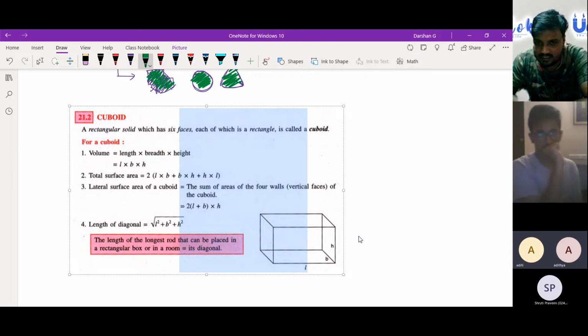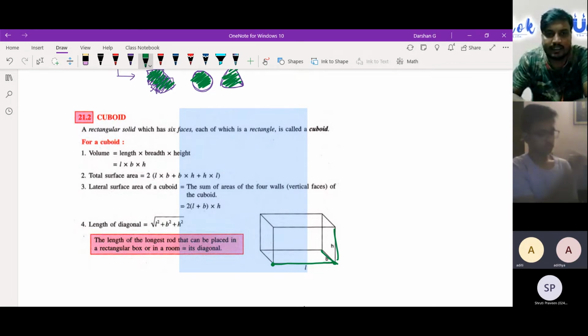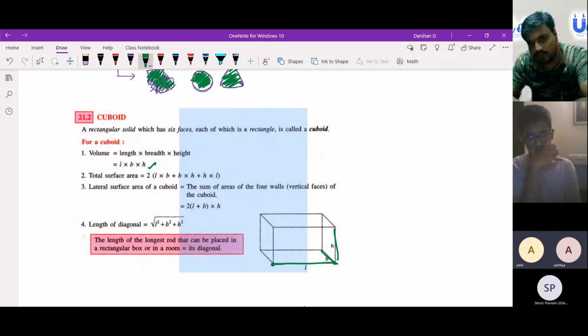So what is length? Length is basically one part of it, one of the rectangular faces, the longest part. Breadth is the other part, and the height is the next part, right? So it is length into breadth into height. That is the volume. So what is the total surface area? It is 2 times length into breadth, plus 2 times breadth into height, plus 2 times height into length.